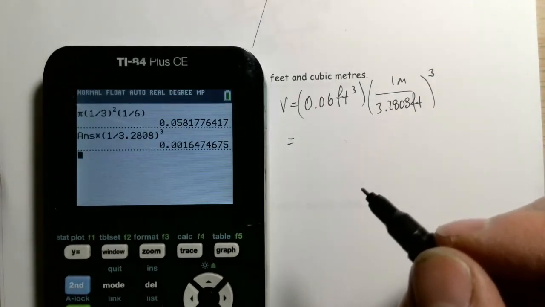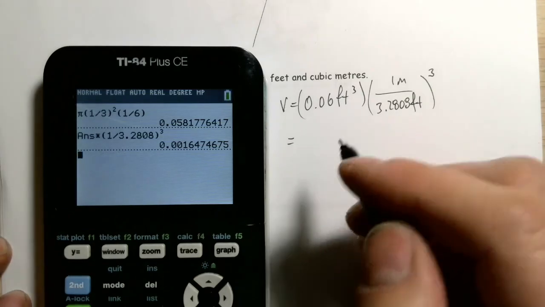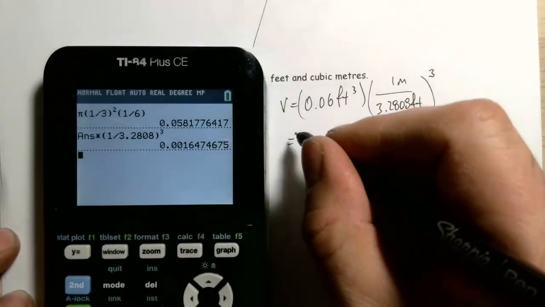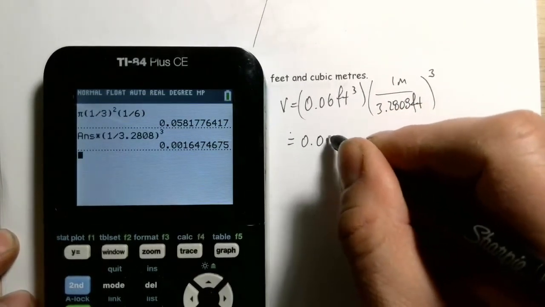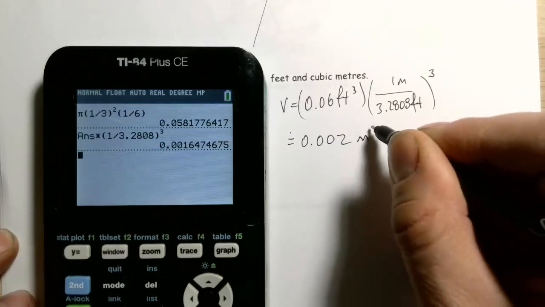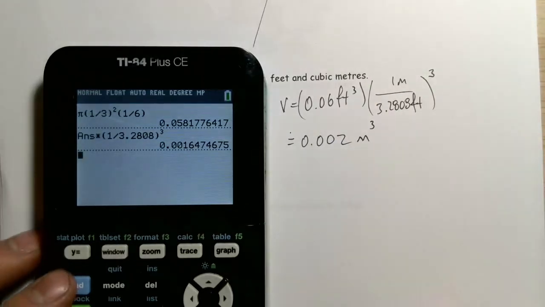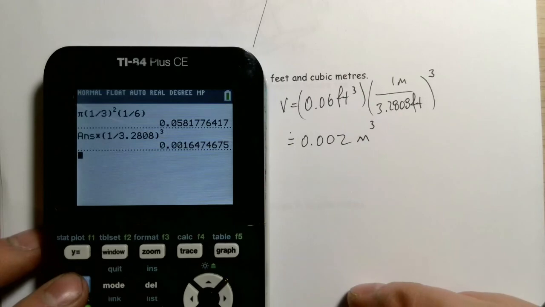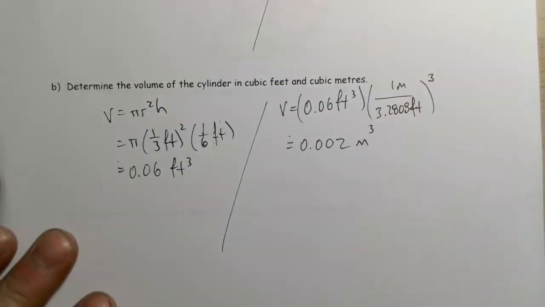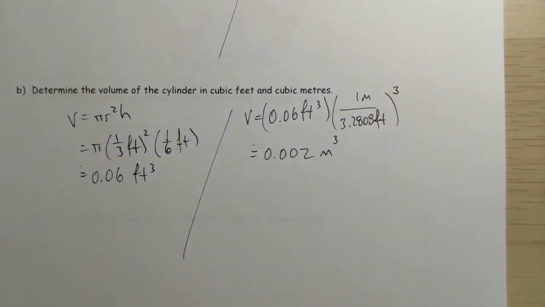This one I've got to go a little bit further than the nearest hundredth. The nearest hundredth is going to be 0. So 0.002 meters cubed. Really small. Anyway, I hope that gives you an idea of how to do the conversions using your area units and your volume units.